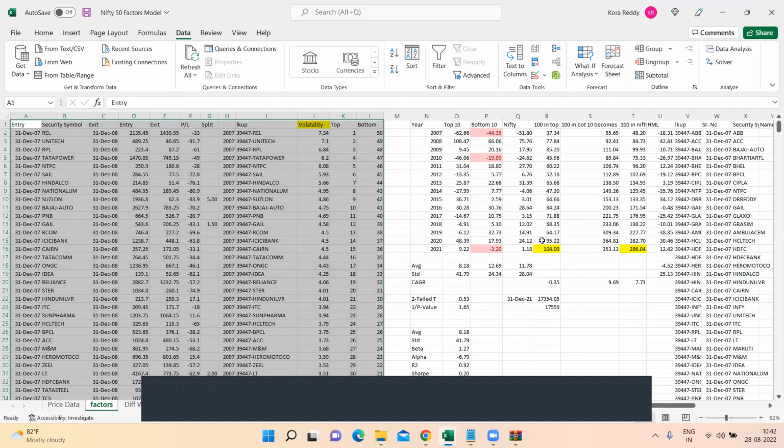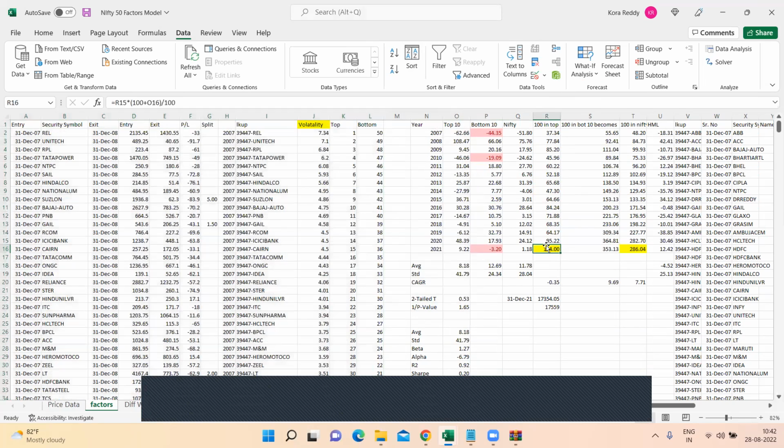Same story. Your 100 is 100. If you invest in top highly volatile companies versus low volatile companies, where you are outperforming Nifty by a small margin, 353 versus 286. So what's the lesson here? Return comes from stable stocks.